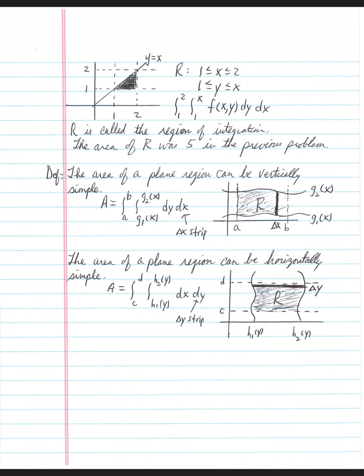Now there's a couple of ways to set these up. The area of a plane region can be vertically simple, closed in from the left and right by 2 constants, closed in from the top and bottom by 2 functions. If you look at it through the eyes of vertically simple, you're going to think of it as that representative strip of delta x. That's the little bitty tiny change in x. That will be your outer differential.